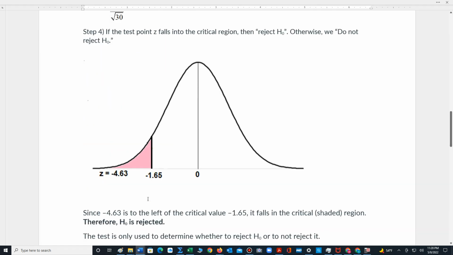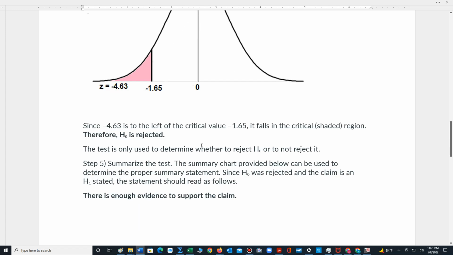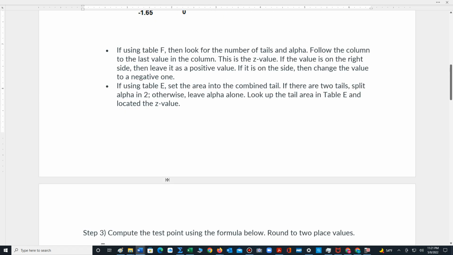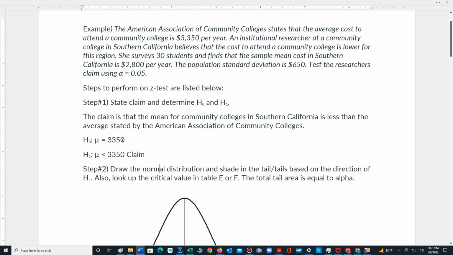So we use the test point to determine whether the test point falls in the critical region or the non-critical region. When negative 4.63 is compared to the critical value, it is to the left of the critical value. It is a smaller number than negative 1.65. This means that the test point falls in the critical region. If it falls in the critical region, we reject H naught. So remember, the z-test is always used to determine whether we reject or not reject H naught. In this case, H naught is rejected.